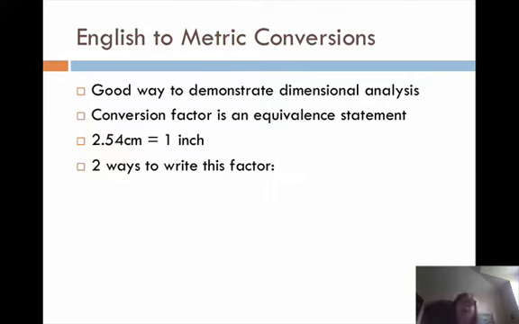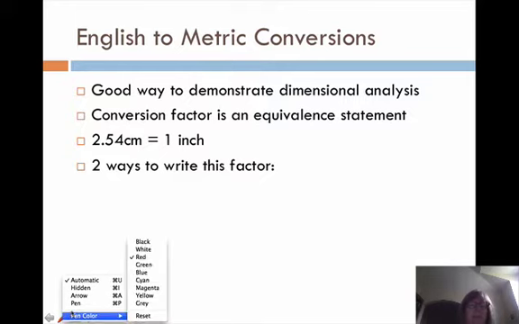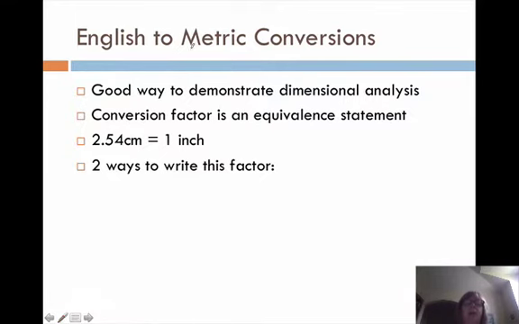Okay, so we're gonna convert English to metric units. And what we're going to use is a conversion factor, but it's really what we call an equivalence statement. And what we mean is that it's two things that mean the same thing. So here we go. We are usually given conversion factors. If you have to memorize conversion factors, we'll let you know that. But English to metric ones, you don't have to have memorized.